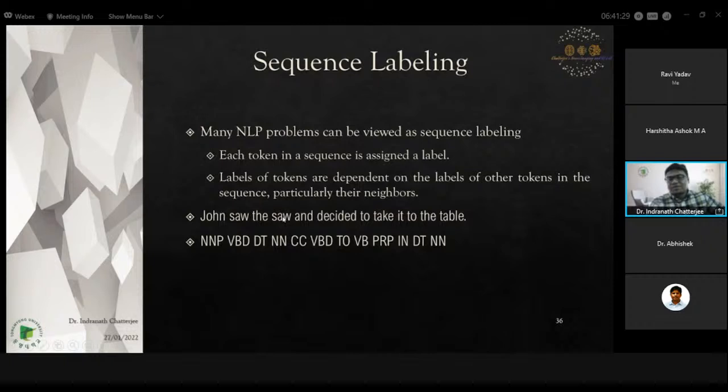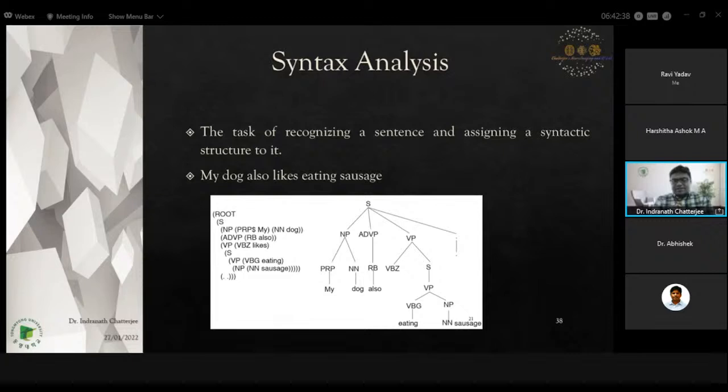And the third step is syntax analysis. Syntax analysis is very important, because in every programming language we get a lot of syntax errors, like for full stop, comma, semicolon, question mark, exclamation marks, and all these things. Here also syntactic analysis is very important. For example, "my dog likes eating sausages." So what is syntax analysis? First, we tokenize each word. Then we assign the parts of speech. Then we try to see whether the sentence is properly structured or not. "My dog likes sausage also eating": is it correct syntax? No. "My dog also likes eating sausage": okay, this is correct, and it ends with a full stop.